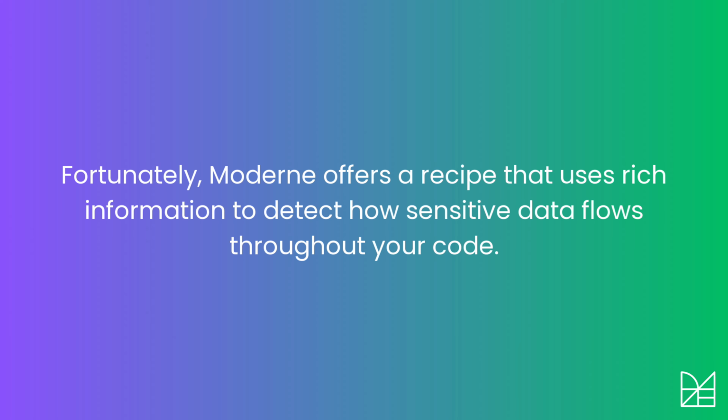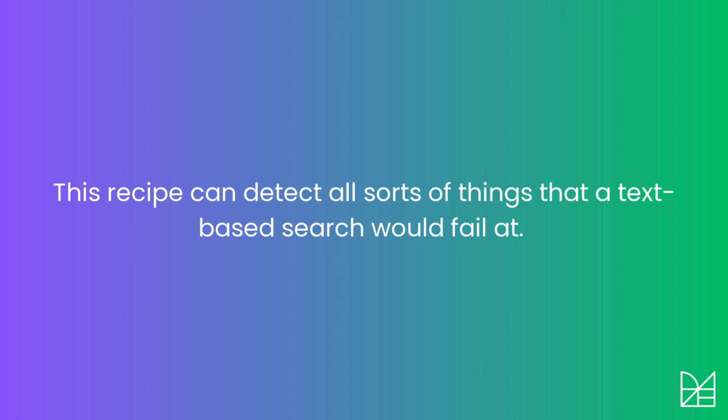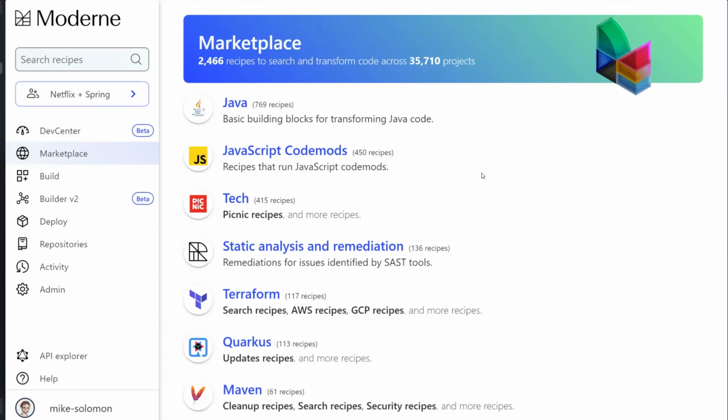Fortunately, Moderne offers a recipe that uses rich information to detect how sensitive data flows throughout your code. This recipe can detect all sorts of things that a text-based search would fail at. Let's walk through how to find and use this recipe so that you can be more confident that your APIs are not unintentionally exposing sensitive data.